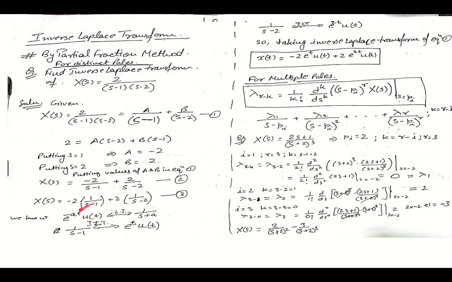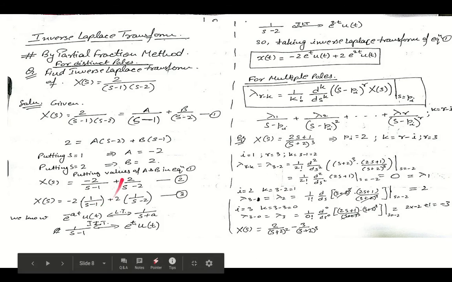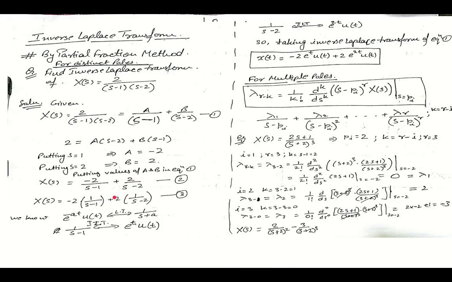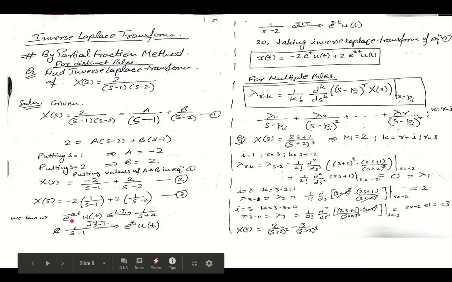Now, after putting the values, what we get is X(s) is equal to minus 2 upon s minus 1 plus 2 upon s minus 2. Now, this equation we can also write by taking the minus 2 common, 1 upon s minus 1, and taking 2 outside, 1 upon s minus 2. Now, as we all know, if we have e to the power minus at u(t), then its Laplace transform will be 1 upon s plus a.